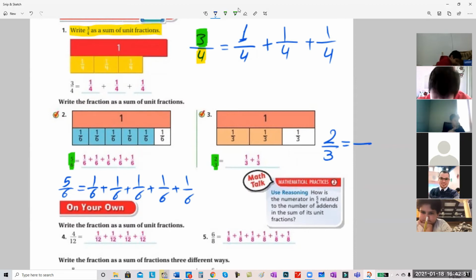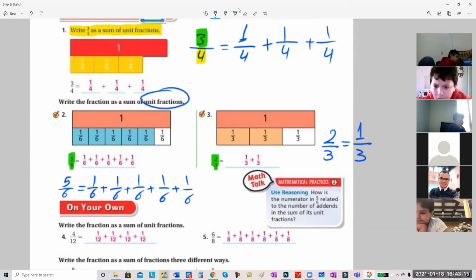The unit fraction is what? Three in the denominator. What is the unit fraction? Okay, three in the denominator and the unit fraction is 2.